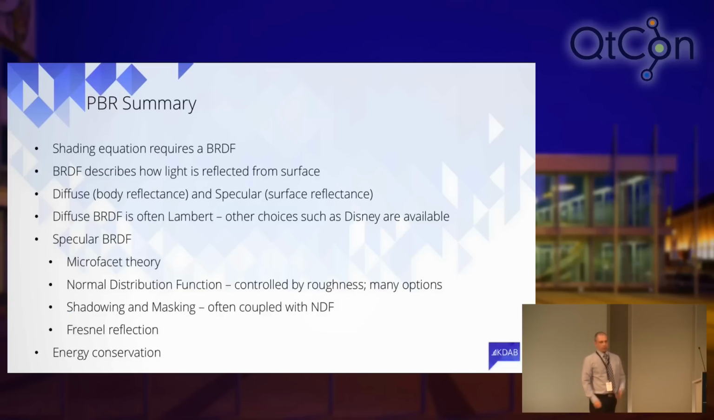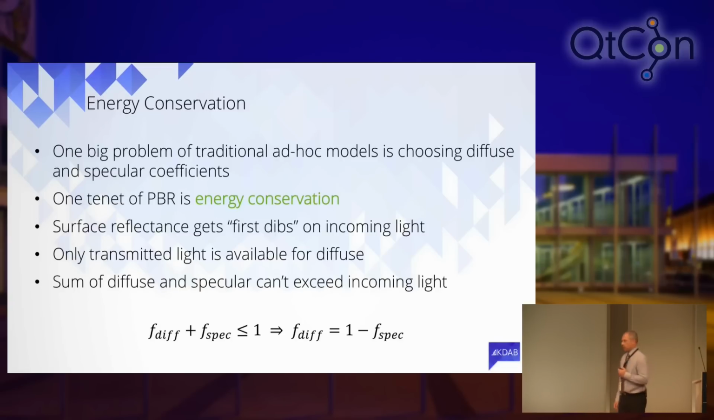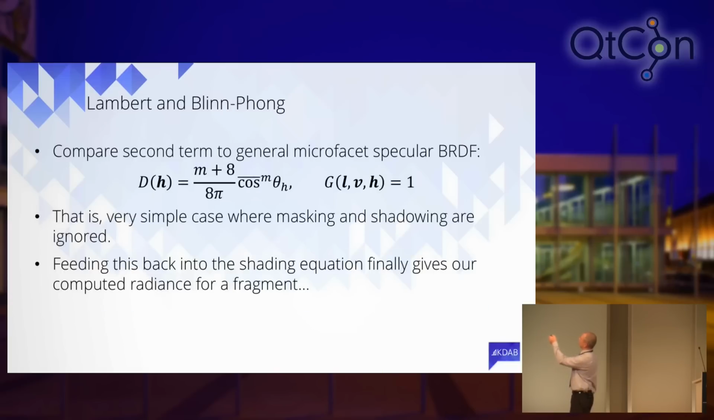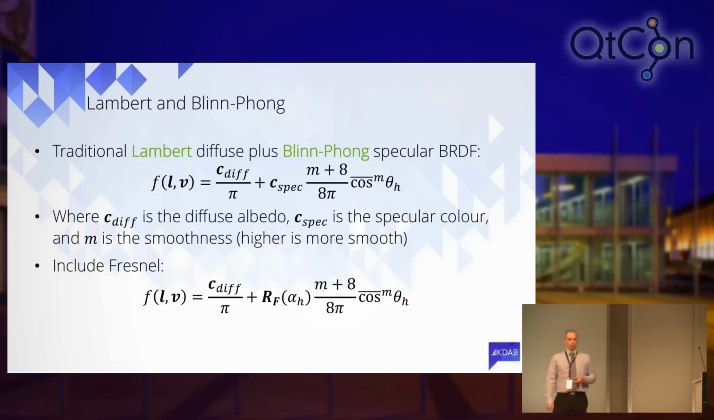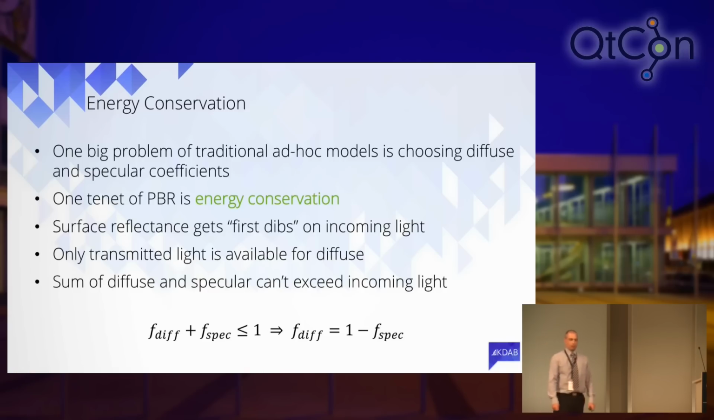Now, the one thing we haven't talked about so far is energy conservation. When we did things with ad hoc models, somebody would choose C diff and C spec almost arbitrarily so that your scene looks right for those particular lights. It's not fun. Now, with PBR and energy conservation, we know what's going on a bit better because we've actually thought about it. We know when light hits a surface, we have the Fresnel reflectance equation that says how much light is reflected and how much gets transmitted or refracted into the surface.